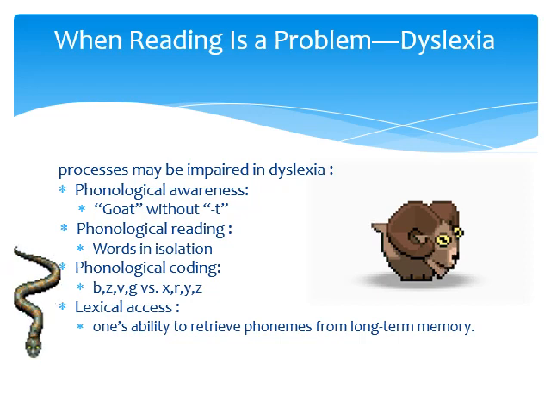So ito yung mga processes na impaired sa dyslexia. First is phonological awareness. It refers to the awareness of the sound structure of spoken language. So a typical way of assessing phonological awareness is through phoneme deletion task. For example, children are asked to say, for example, goat without the T.